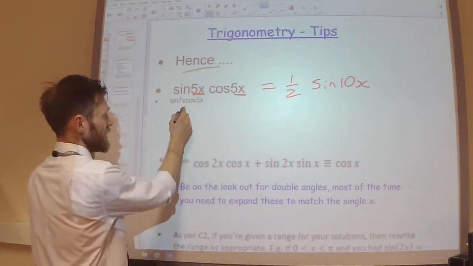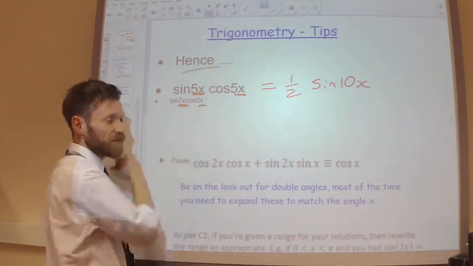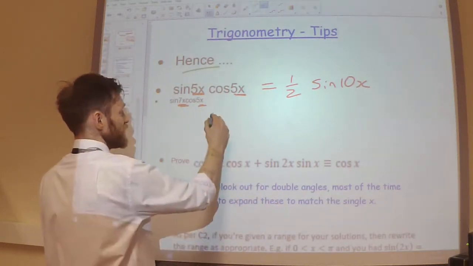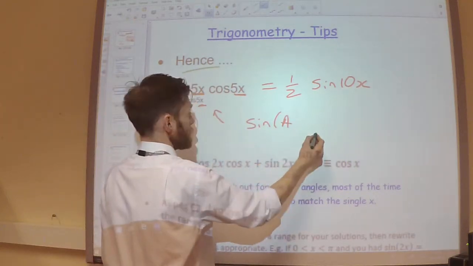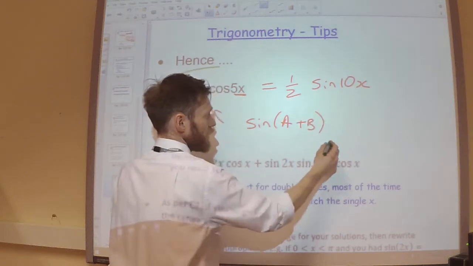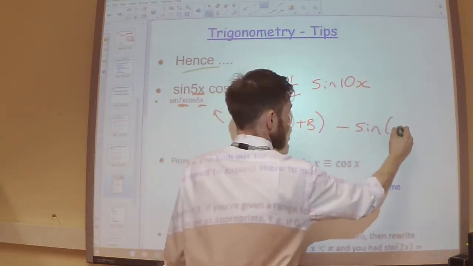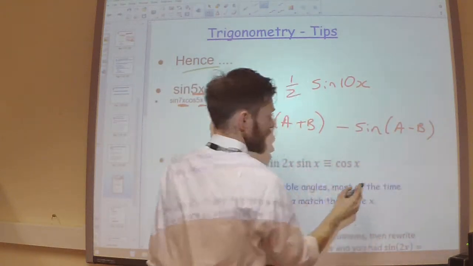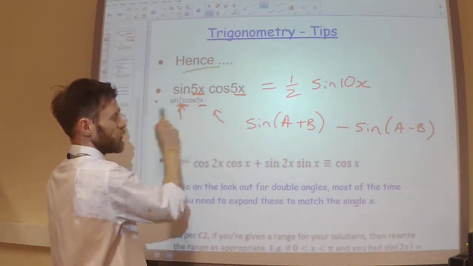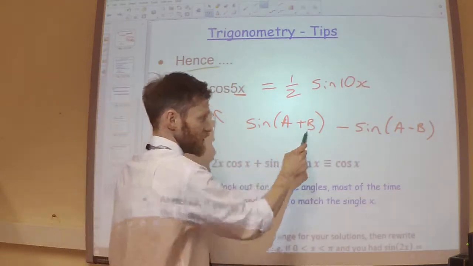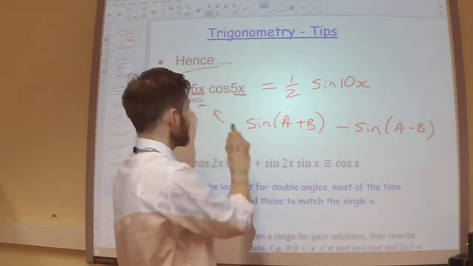If it's not the same, if I've got a 7x and a 5x there, then what you'll need to do is use the sine A plus B minus sine A minus B formula. In this case, A would be 7x, B would be 5x. Substituting those in will allow you to rewrite that.